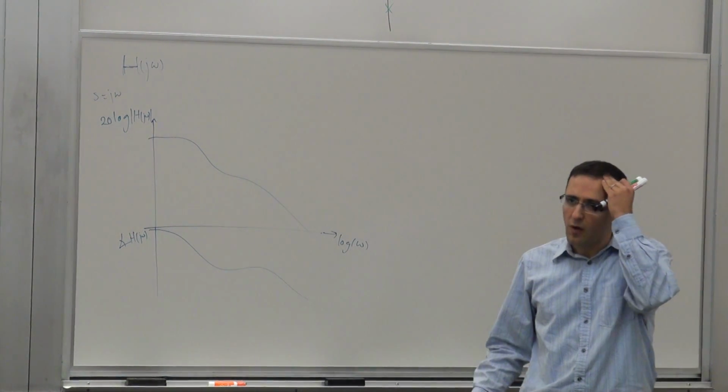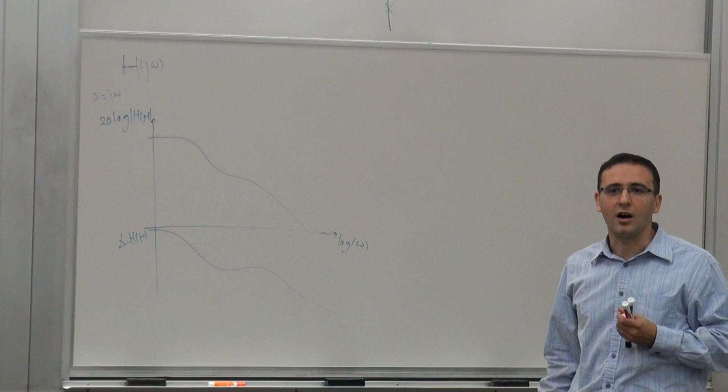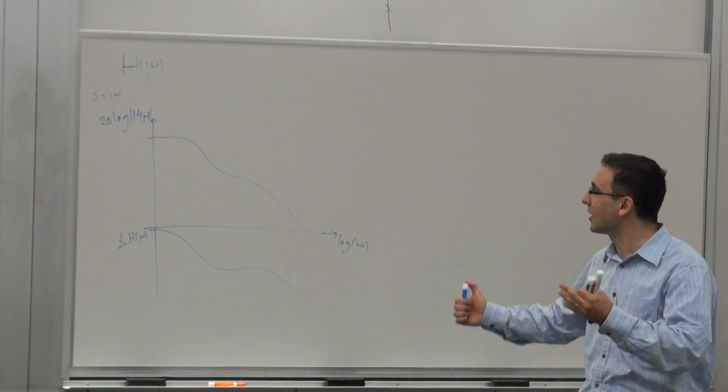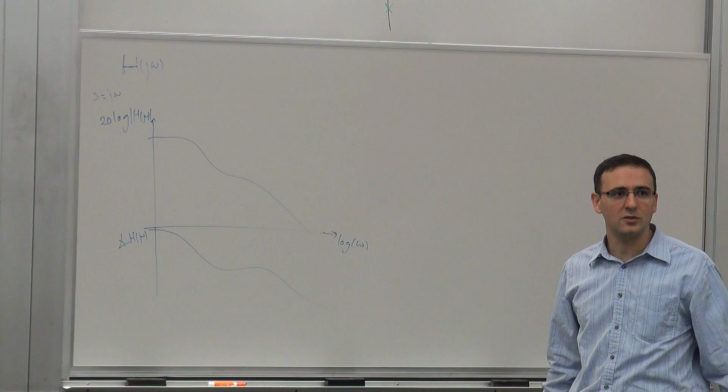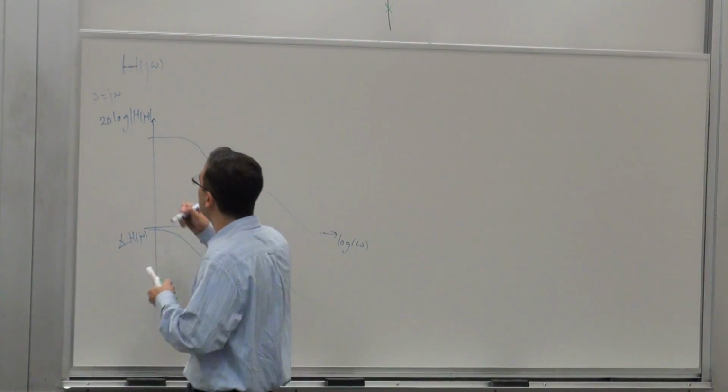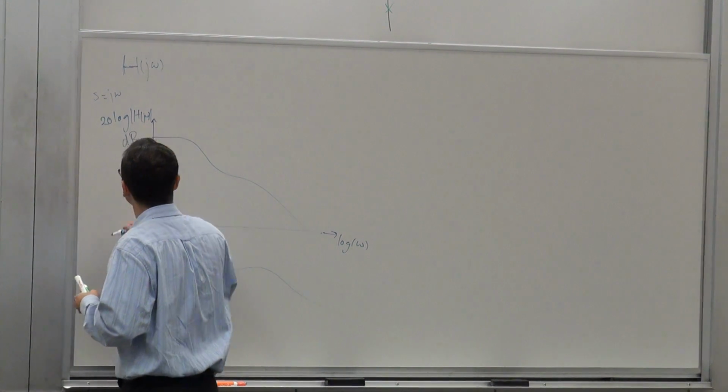Okay. Now, why 20 log? Does anyone know where that comes from? Or even 10 log? What is with the 10? Why do we plot it? And the units of this, of course, are dBs or decibels. Right?